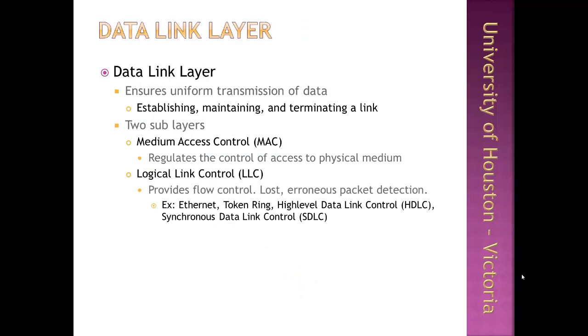The layer on top of the physical layer is called the data link layer. It ensures uniform transmission of your data by establishing, maintaining, and terminating a link between the two ends of this communication. There are 2 sublayers to the data link layer: the medium access control, or MAC, which regulates the control of the access to physical medium, and the logical link control, LLC, which provides the flow control of this information. It's also responsible for the detection and correction of lost or erroneous packets that have been transmitted.